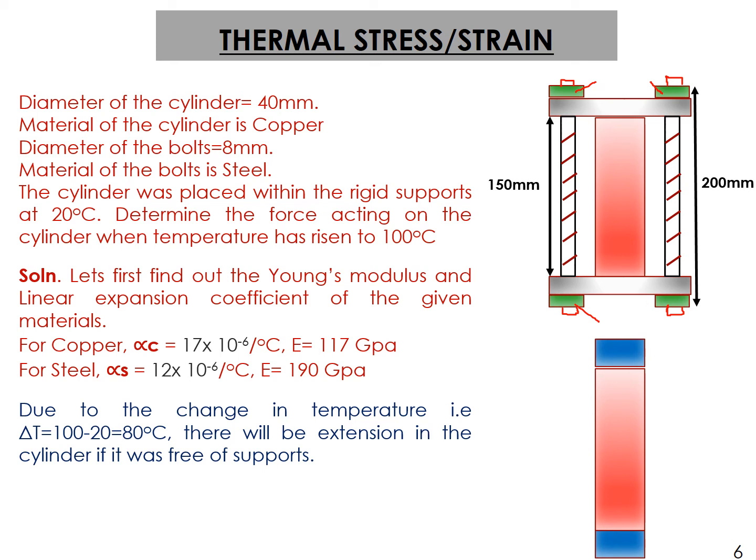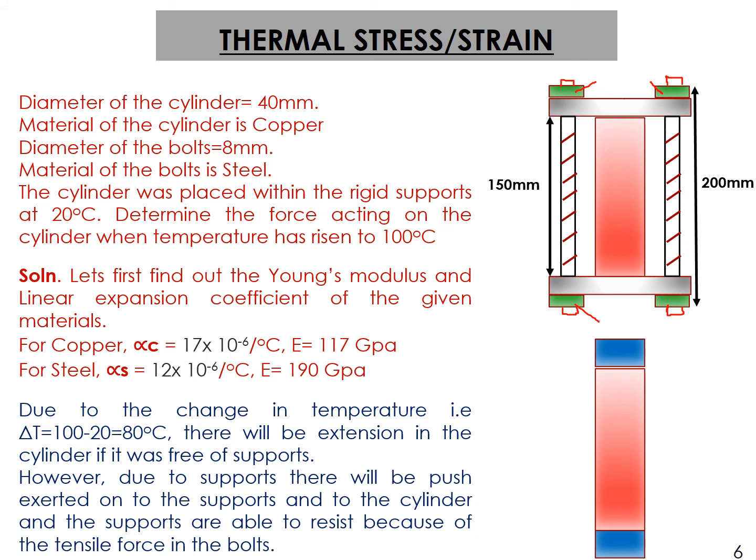As an example, I will show you here. This blue part is shown as the extension. Now this extension is being restricted because of these supports. Due to the supports, there will be a push exerted onto the supports and the cylinder. We are talking about this junction between the cylinder and the support. And the supports are able to resist, as I was telling you, because of the bolts. And in bolts, we always have tensile force.